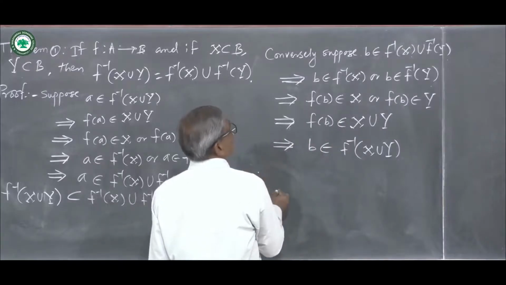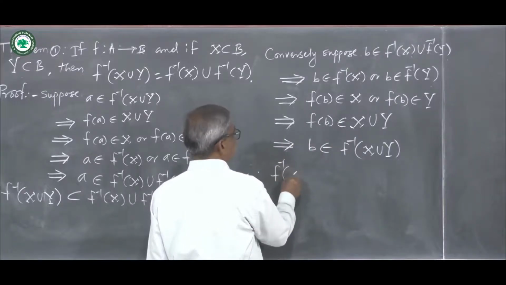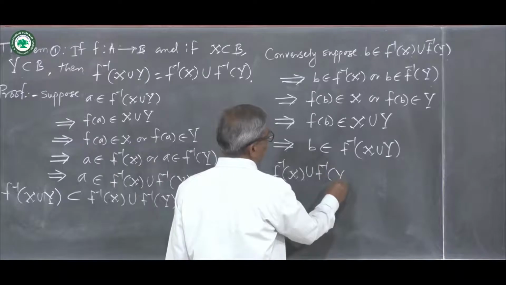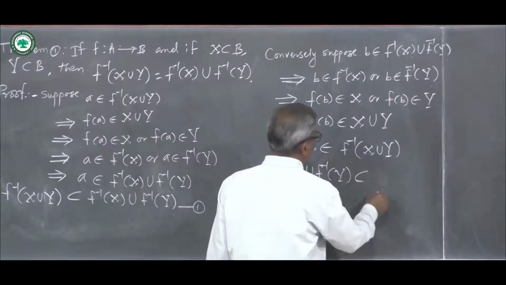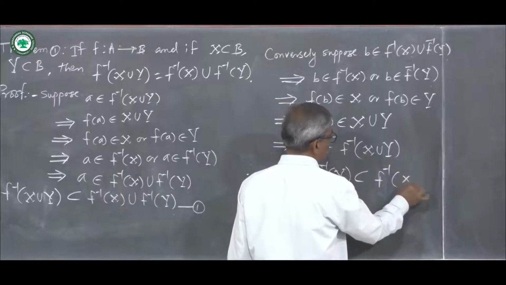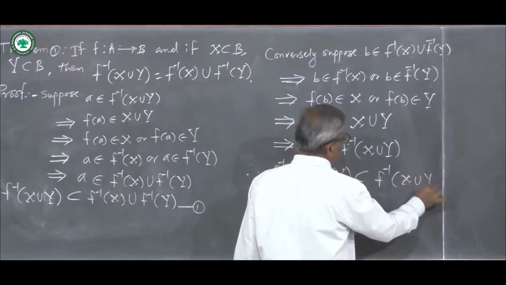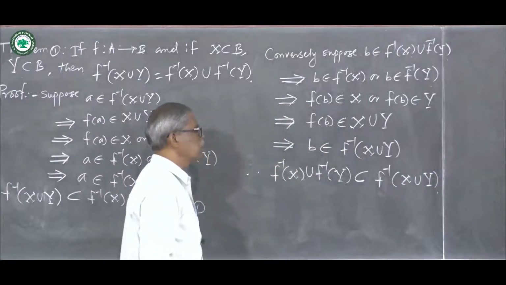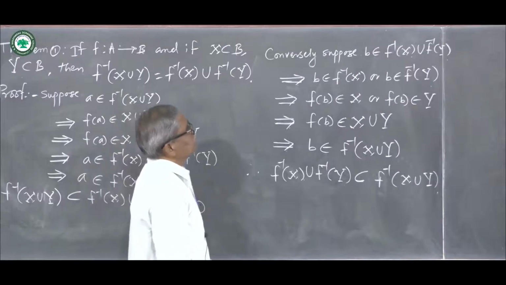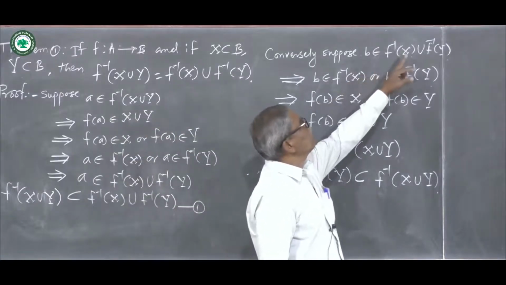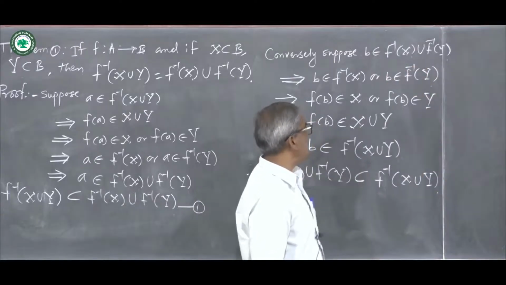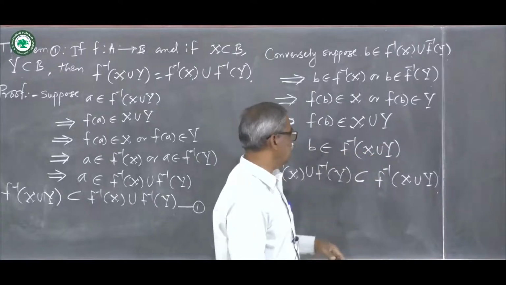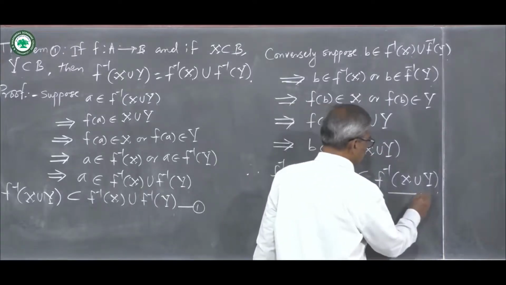Therefore, f inverse of capital X union f inverse of capital Y is a subset of f inverse of capital X union capital Y. That is, the element from f inverse of X union f inverse of Y is in f inverse of X union Y. This is say 2.